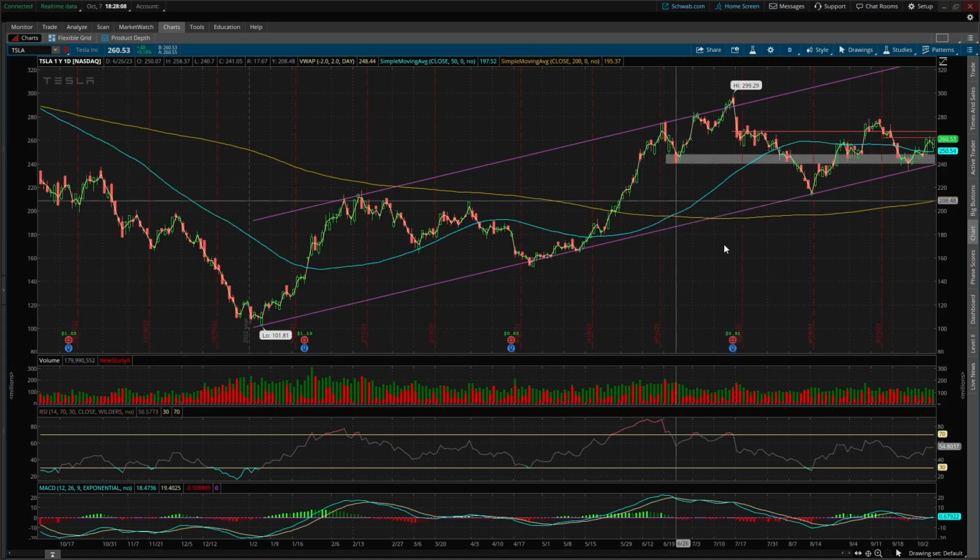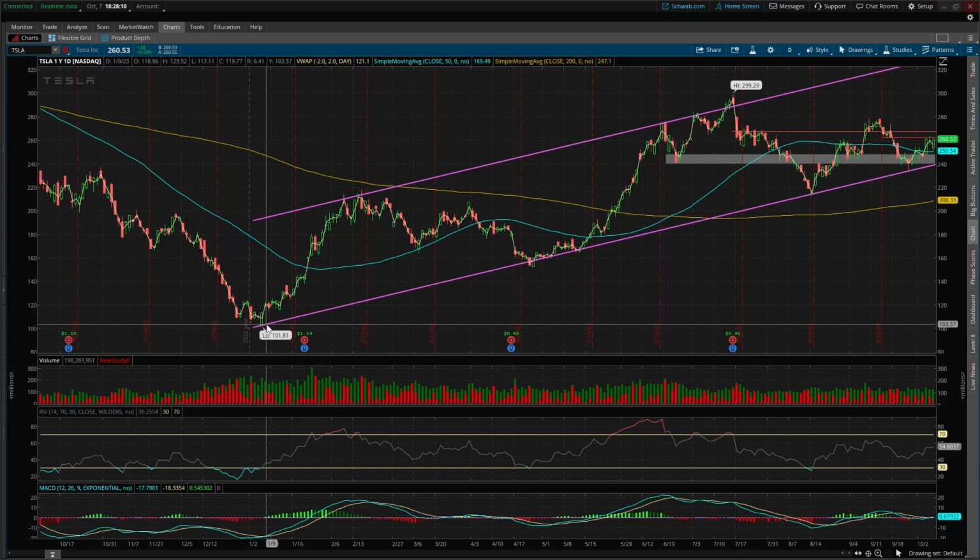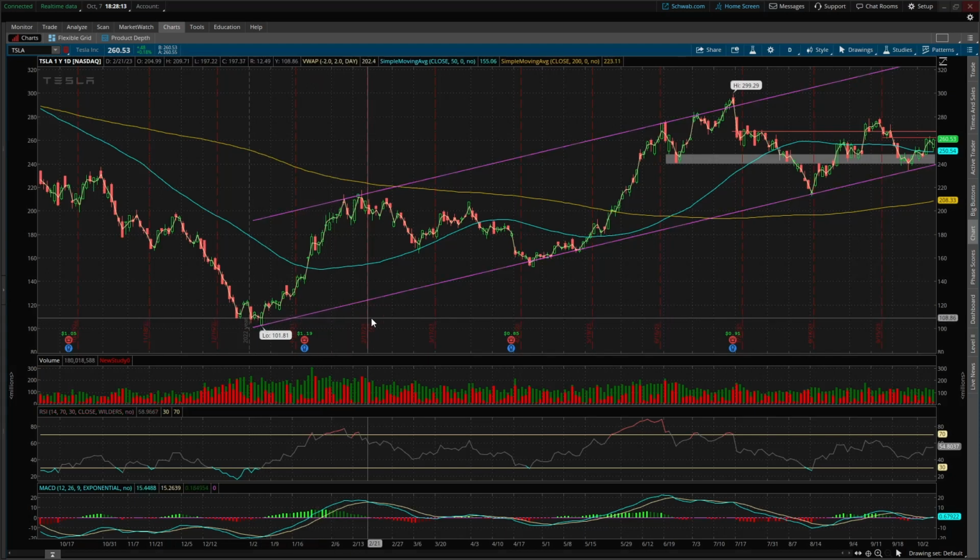However, it did fall, but it fell into our support line right here, which is a critical support line that I would like to point out.